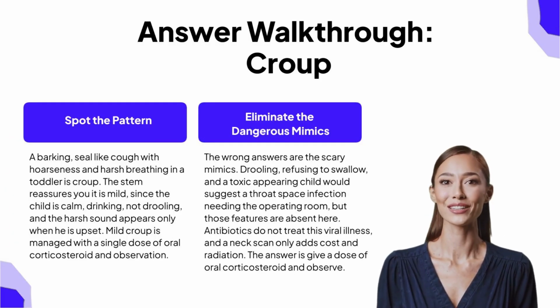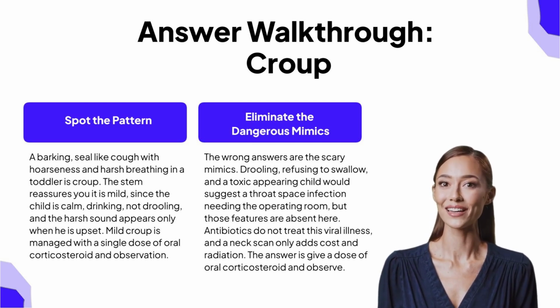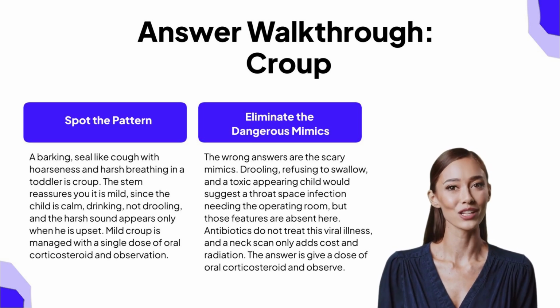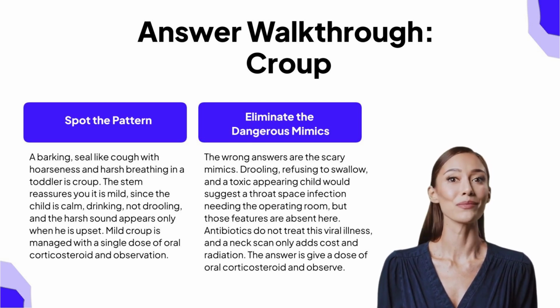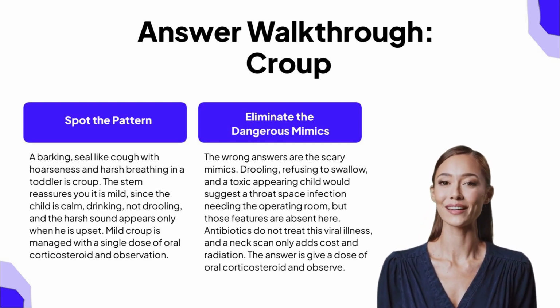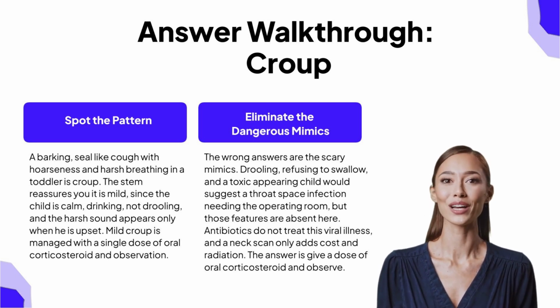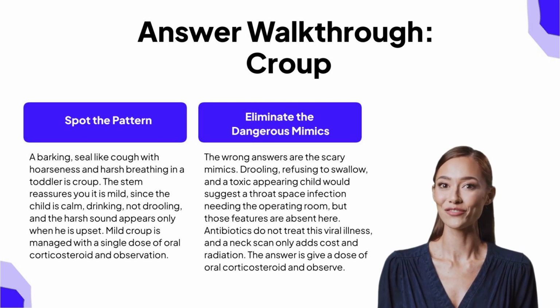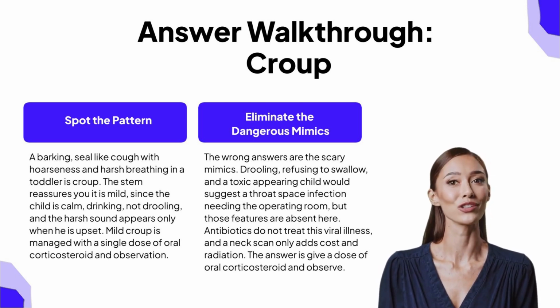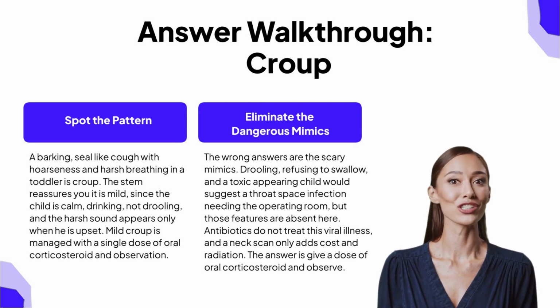First, spot the pattern. A barking, seal-like cough with a hoarse voice and harsh breathing in a toddler is croup, a viral illness of the upper airway. The stem is quietly reassuring you that this is the mild form because the child is calm, drinking, not drooling, and the harsh sound shows up only when he gets upset. Mild croup is managed with a single dose of oral corticosteroid and observation, and many children also get cool mist for comfort, so option A is correct.